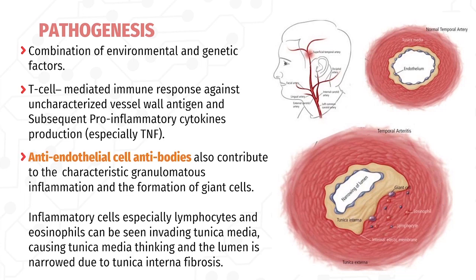Anti-endothelial cell antibodies also contribute to the characteristic granulomatous inflammation and the formation of giant cells. Inflammatory cells, especially lymphocytes and eosinophils, can be seen invading the tunica media, causing tunica media thickening, and the lumen is narrowed due to tunica interna fibrosis.